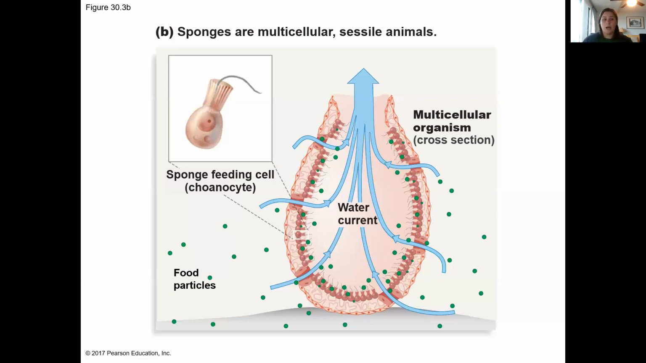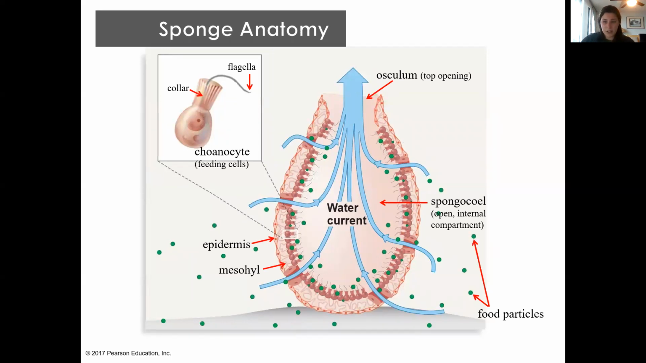So we're just talking a little bit more about that filter feeding mechanism. So here, some sponge anatomy. The choanocyte lines that inner layer of the spongocoel. So the spongocoel makes up the inner layer, and then we have our choanocytes, and then this pink middle layer between the epidermis and the choanocytes is going to be our mesohyl. And that osculum, again, is the top opening where the water is being released after the nutrients have been absorbed. And then here is a zoomed in picture of what those choanocyte cells look like. You can see how they're really similar to those choanoflagellate structures. They have a flagella and a collar, and through that wagging motion, that's how they're able to create that water current.